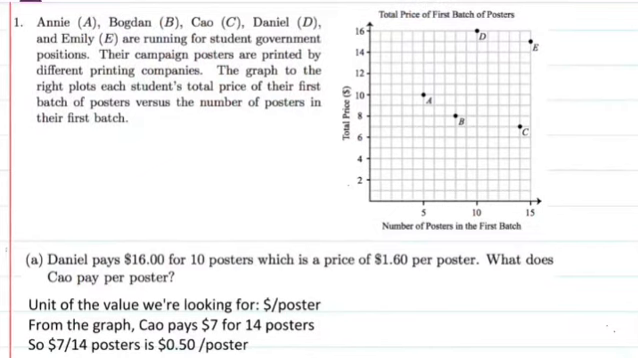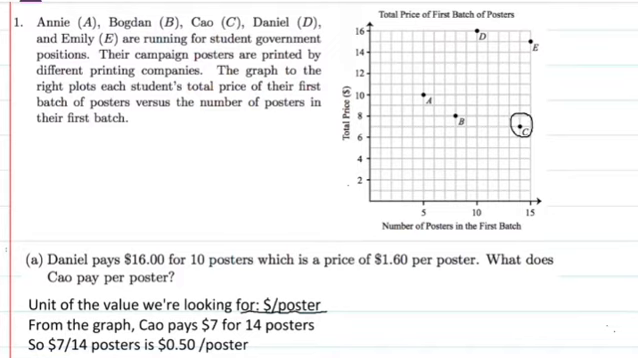Part A reads, Daniel pays $16 for 10 posters, which is a price of $1.60 per poster. What does Tao pay per poster? First up, let's look at the unit of the value we're looking for, which is Tao's pay per poster. The unit should be dollars per poster, which is right here. Next, let's locate Tao's coordinate on the graph, which is the C right here.